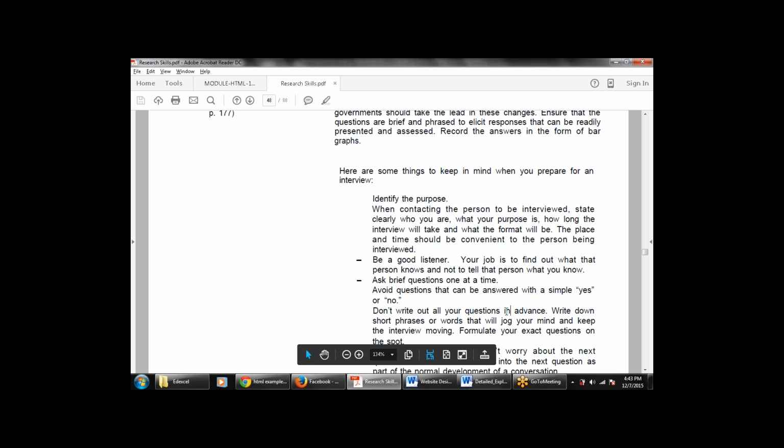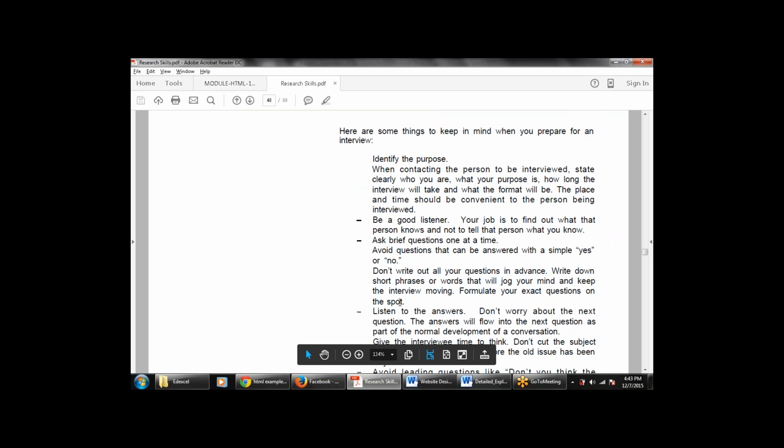And don't write out all the questions in advance. That is also part of it. Write down short phrases or words that will jog your mind and keep your interview moving. Formulate your exact questions on the spot. That means do not write out the questions for the interview, but you can write phrases so that your mind is triggered and you can carry the interview forward at that time.